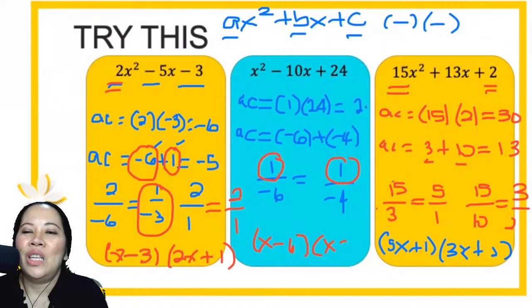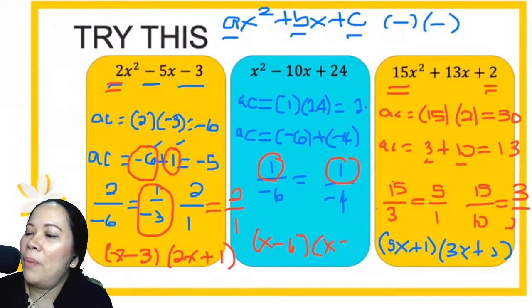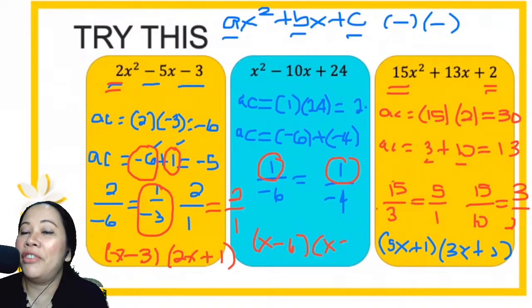So that's the reason why I said Midnight was close. Pero nakalimutan niyang i-divide ang 15 with 3 and 10. Ang kulang sa process mo, Midnight, is i-divide mo yung 15 by 3, tapos yung 15 by 10.